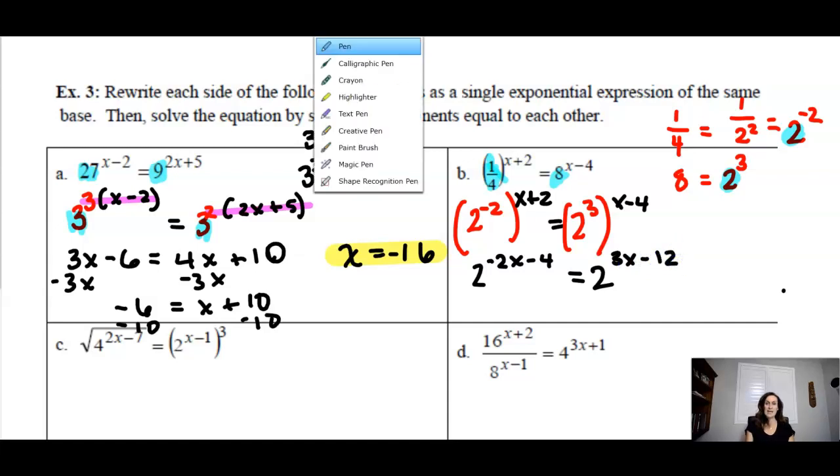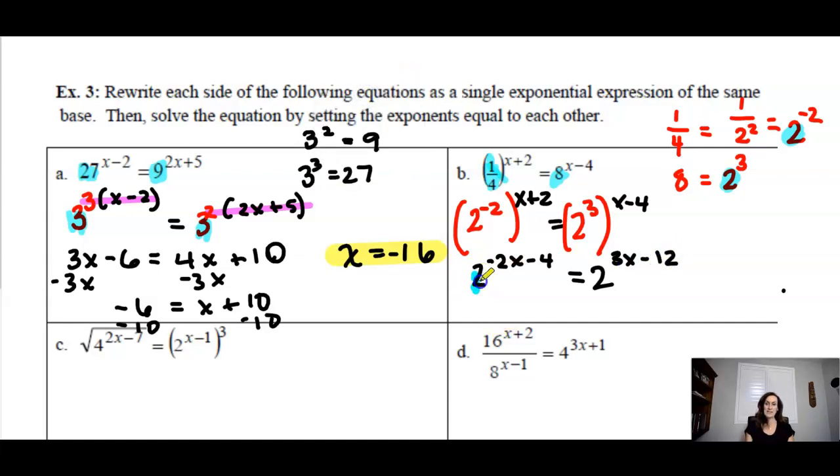And if you notice, I accomplished my goal of getting those bases to both be the same. If the bases are equal to each other, then we know that the exponents will be equal to each other. So how do we figure out what x is? We can simply just take those exponents and put them equal to each other. So -2x subtract 4 is equal to 3x subtract 12.